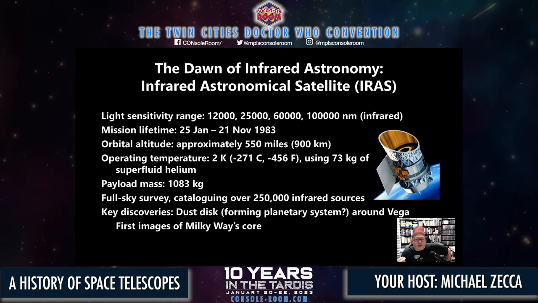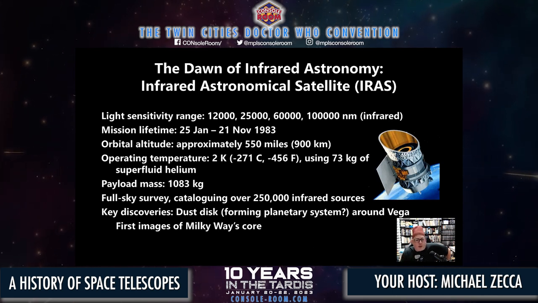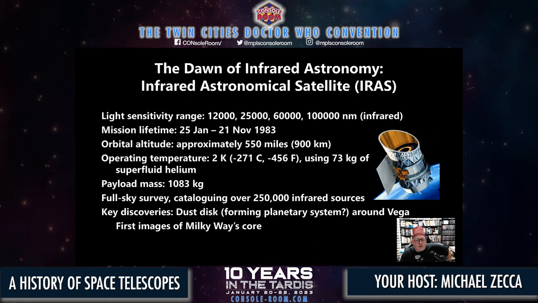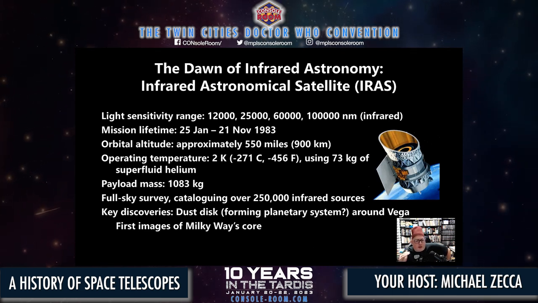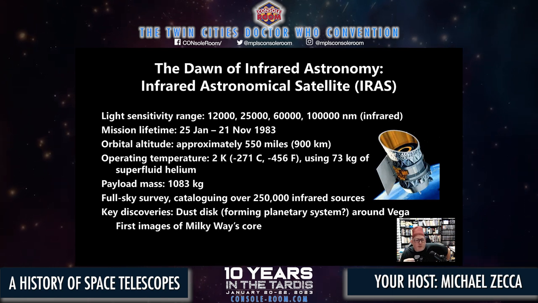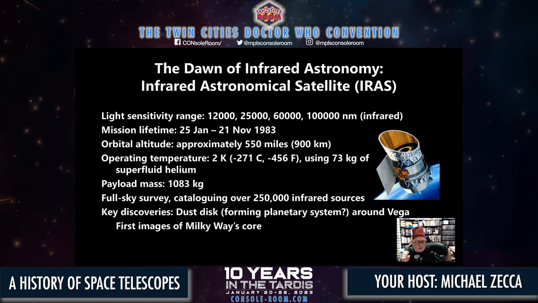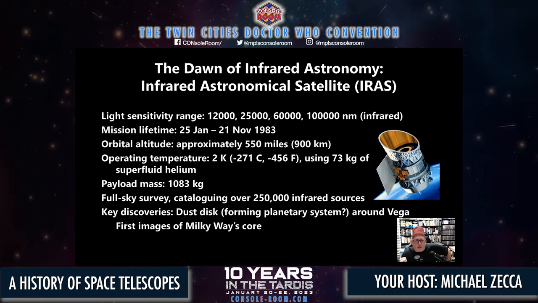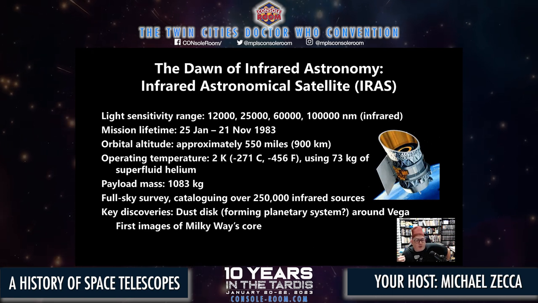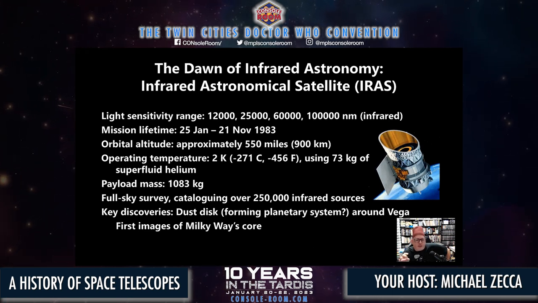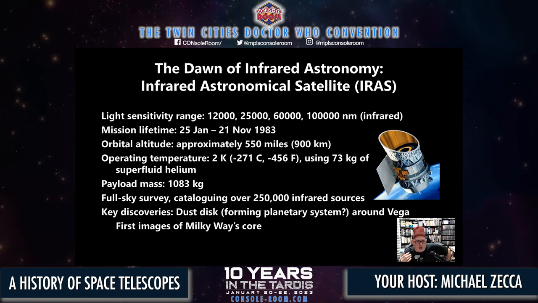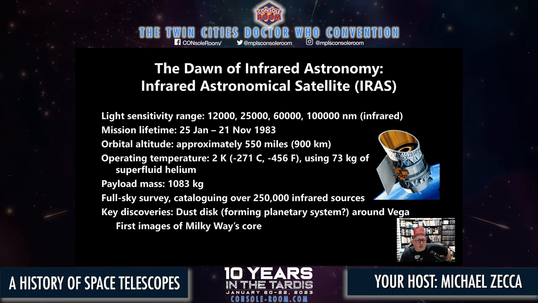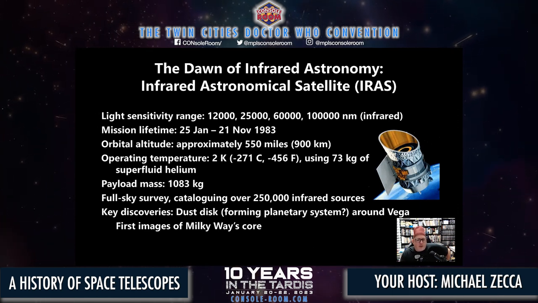So in January 1983, we launched the Infrared Astronomical Satellite. This was IRAS. This was a collaboration between the United States, the European Space Agency, the Netherlands, creating various instruments for this spacecraft. It was orbiting at about 550 miles around the Earth, so very similar to some of the other telescopes we saw. But the key thing was, in order to be able to see that deep space heat, the telescope itself had to be cooled to incredibly cold temperatures. This telescope had an operating temperature of 2 Kelvin. That's 2 degrees above absolute zero.